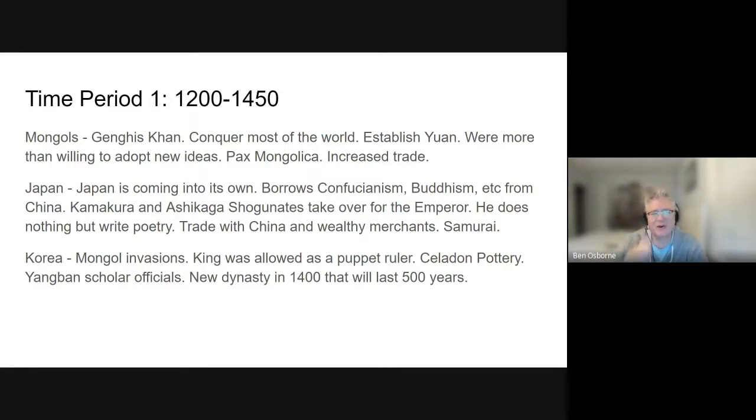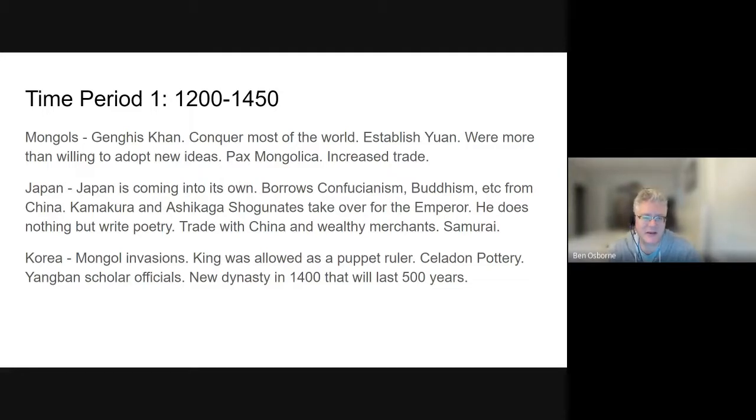All right, continuing on with time period 1. Next up, this is the general time period here, so we're looking at places outside of China, a couple of other political areas. One of these, of course, is the Mongols, which we talked about in the context of China and the Yuan Dynasty, but the Mongols, they got that guy Genghis Khan. They're going to conquer most of the world, quote unquote, and establish the Yuan Dynasty. They were more than willing to adopt new ideas as needed. They have no problems with that whatsoever. The Pax Mongolica, of course, is the idea of peace of the Mongols, and they will also increase trade during this time. But again, they're not going to be long for the world. When the Yuan are overthrown, as well as other parts of it, they are going to get rid of the Mongols.